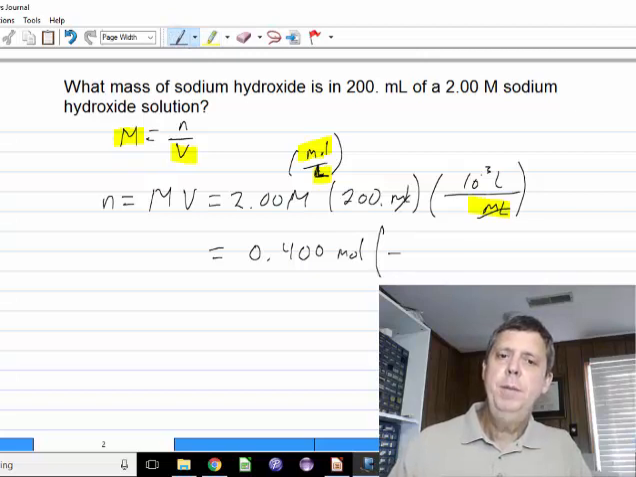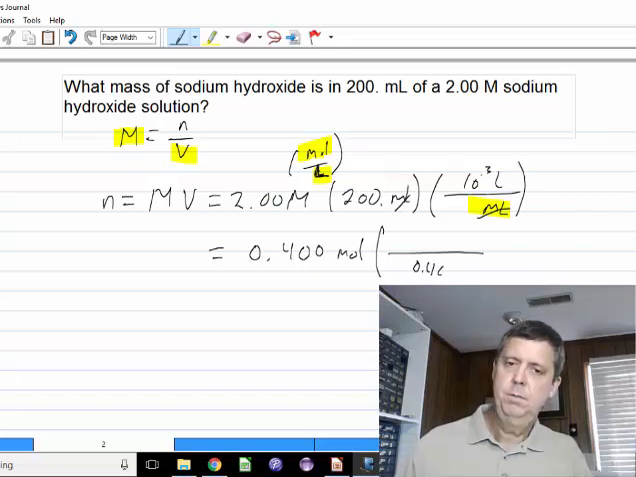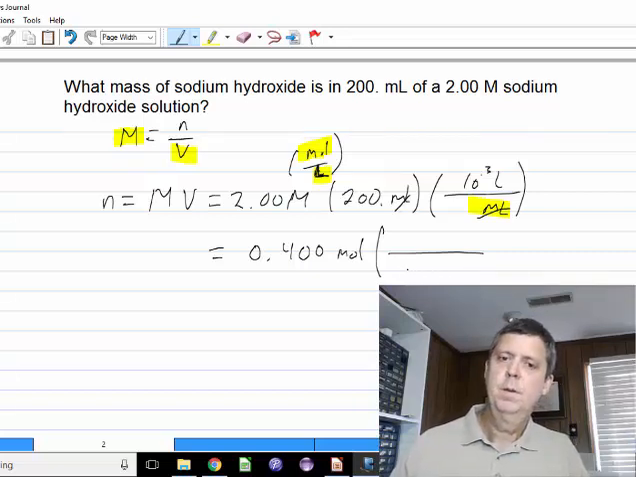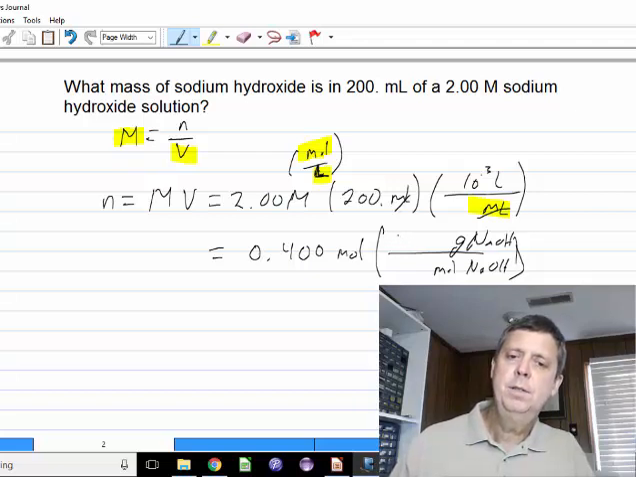Now we have to go from moles to mass. Of course, it might help just to make sure of the formula, sodium hydroxide. You should be able to figure out the molar mass of sodium hydroxide now. And that gives us, I think, 40.0.